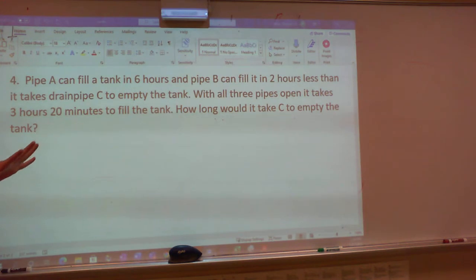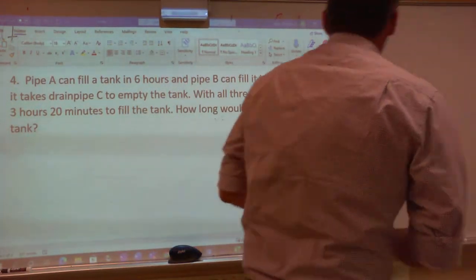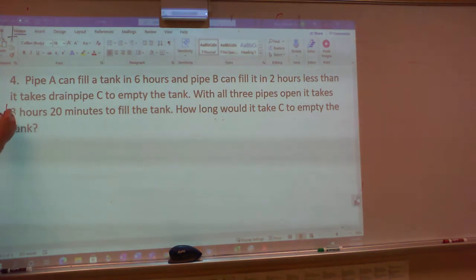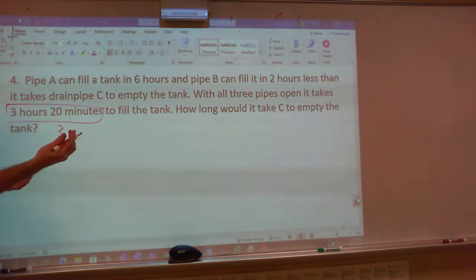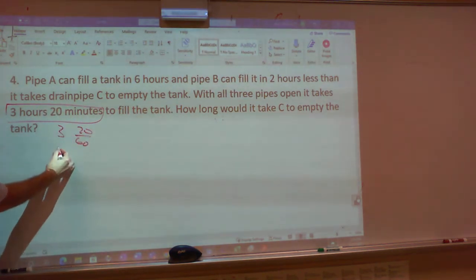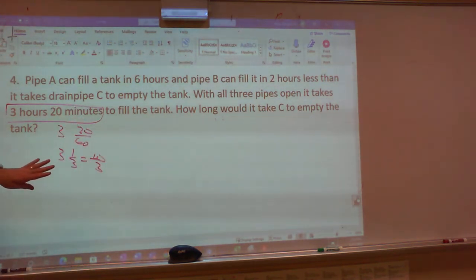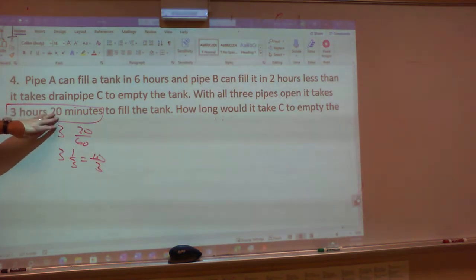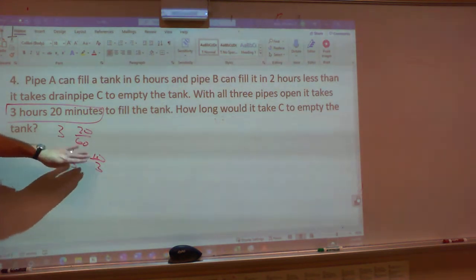So first, let's deal with this because we're going to deal with it at some point. I have this 3 hours and 20 minutes. It all needs to be in terms of hours, right? So when you see 3 hours and 20 minutes, that's 3 hours, and then I've got to figure out what fraction of an hour that is, so that's 20 over 60. So this is 3 1/3, which gives us 10 over 3. Is everybody okay with that? So 3 hours and 20 minutes is 10/3 of an hour.